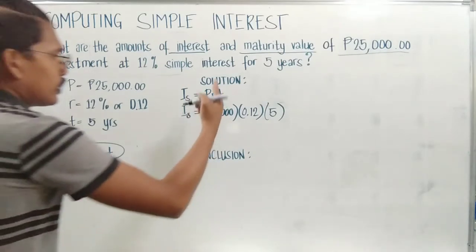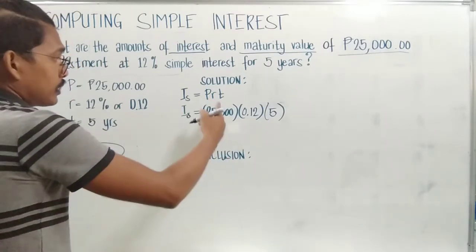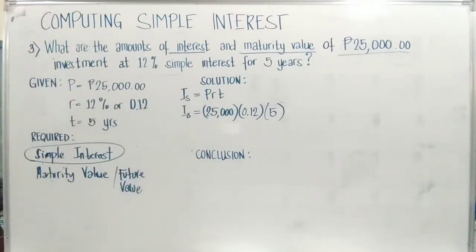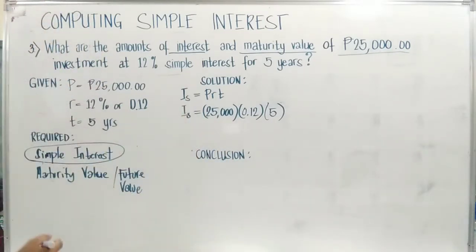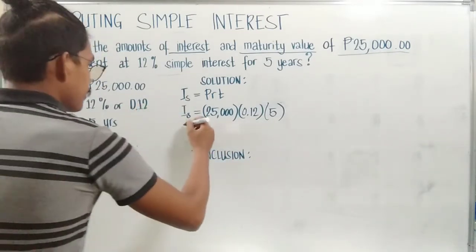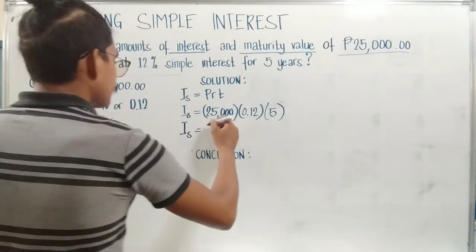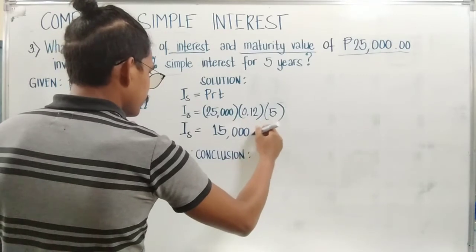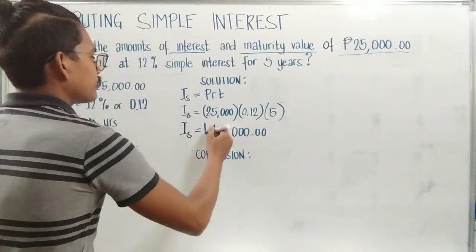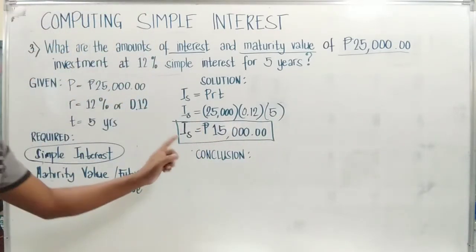Okay? So the principal, the rate, and the time are the necessary or requisite data for us to solve for your interest or simple interest. Without these three things, we cannot solve your simple interest. So after substituting, you can multiply manually or using your calculators. So we will get 15,000 pesos. Okay. So now we have your simple interest.